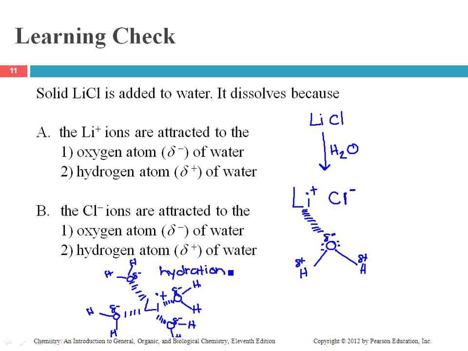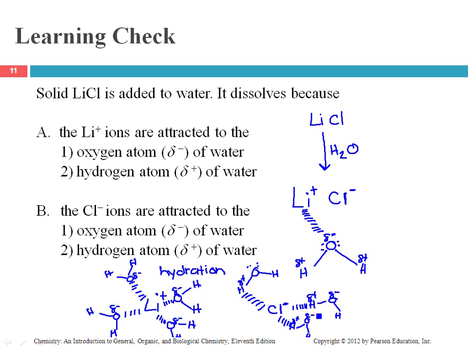And then it's going to be opposite for our chloride. So if we look at chloride, the negative charge, our partially positive hydrogen is going to be hydrating the chloride. Okay, and so we could continue and draw more and more of these, all around, and this would be hydrating the chloride.